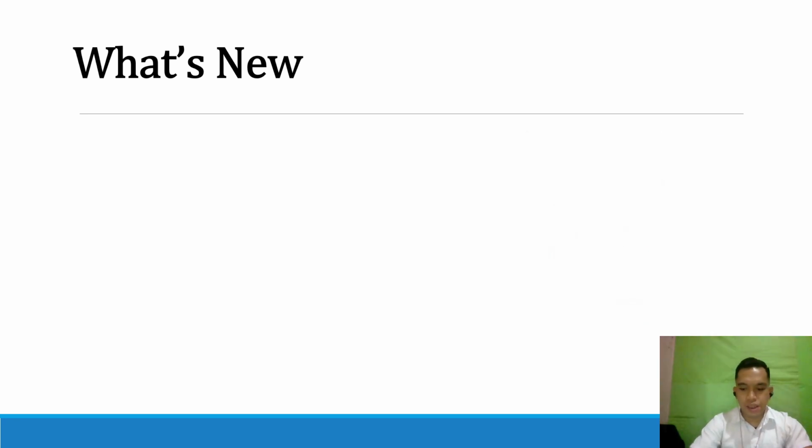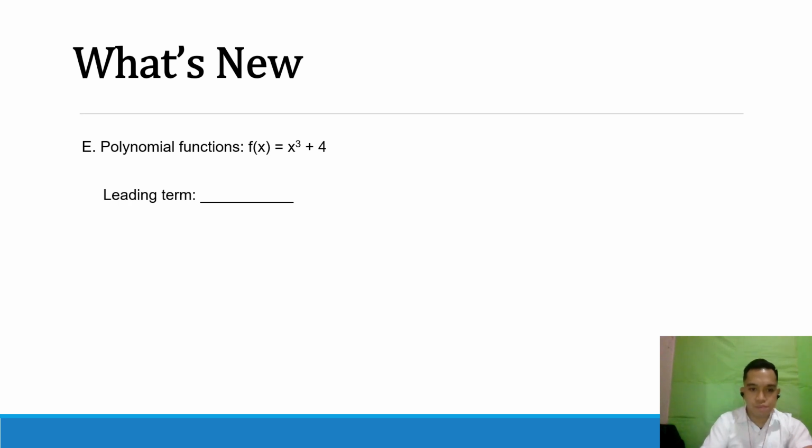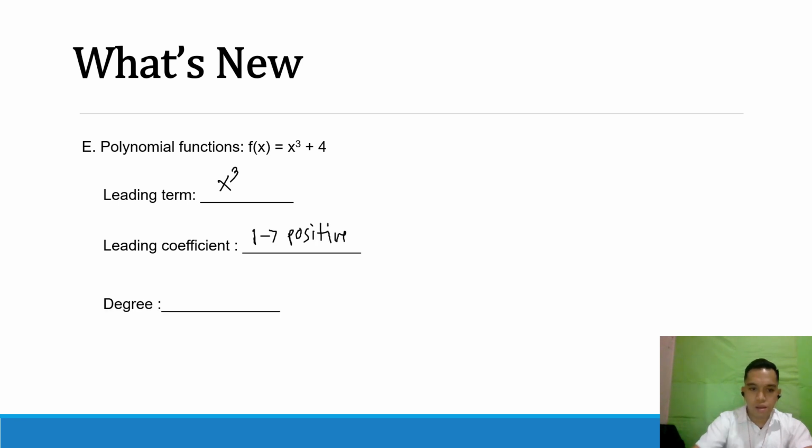So, okay, so in letter E, we have the polynomial function f of x equals x cubed plus 4. The leading term is x cubed. Then the leading coefficient is 1, which is positive. And the degree here is odd. Okay, so since the leading coefficient is positive and the degree is odd, so the graph looks like this.